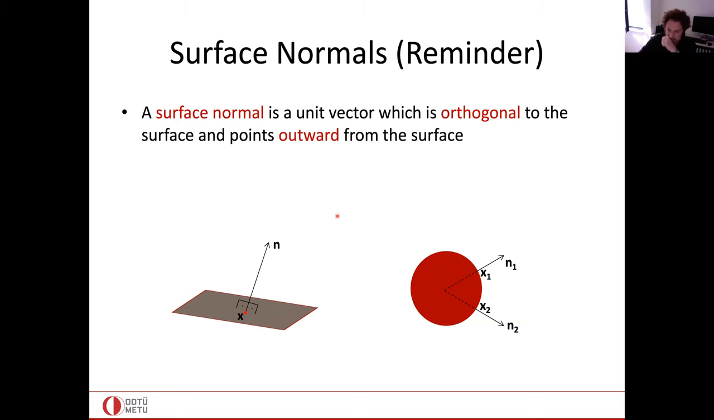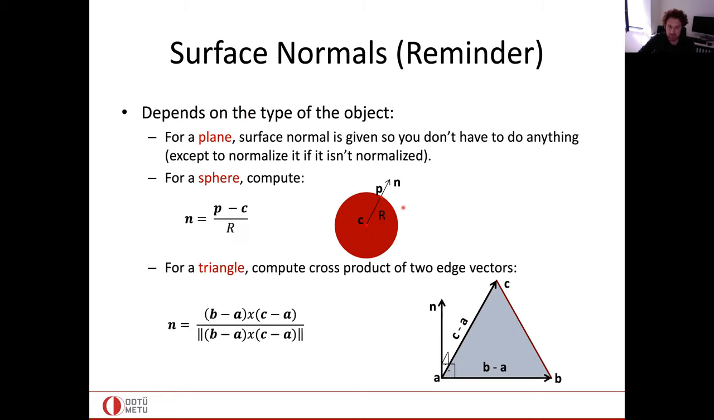Let's continue further. We have been talking about the diffuse term and the specular term, and they require the normal computation, which is essentially a vector that is perpendicular to the surface at point X. To calculate this in general, for a sphere it is even more clear, but this is not the general case, so let me just quickly handle this.